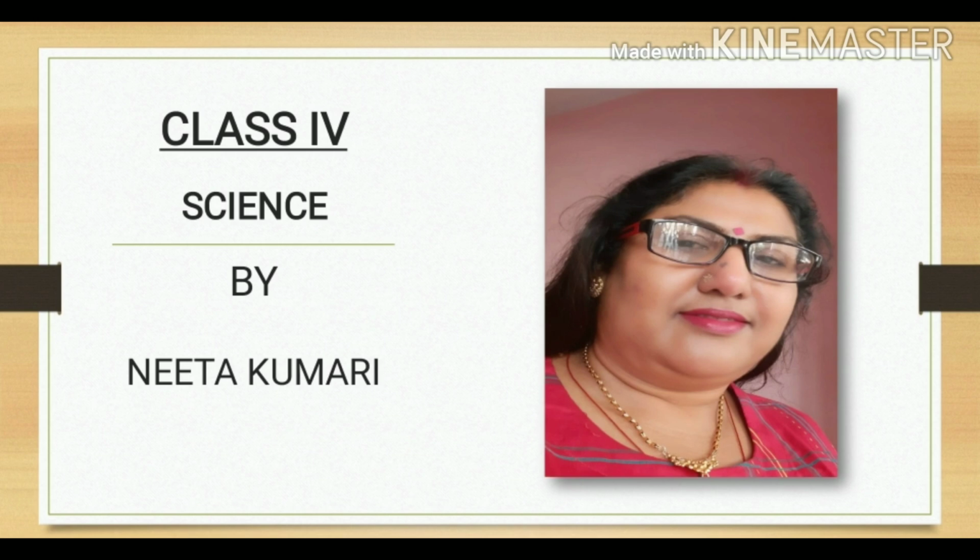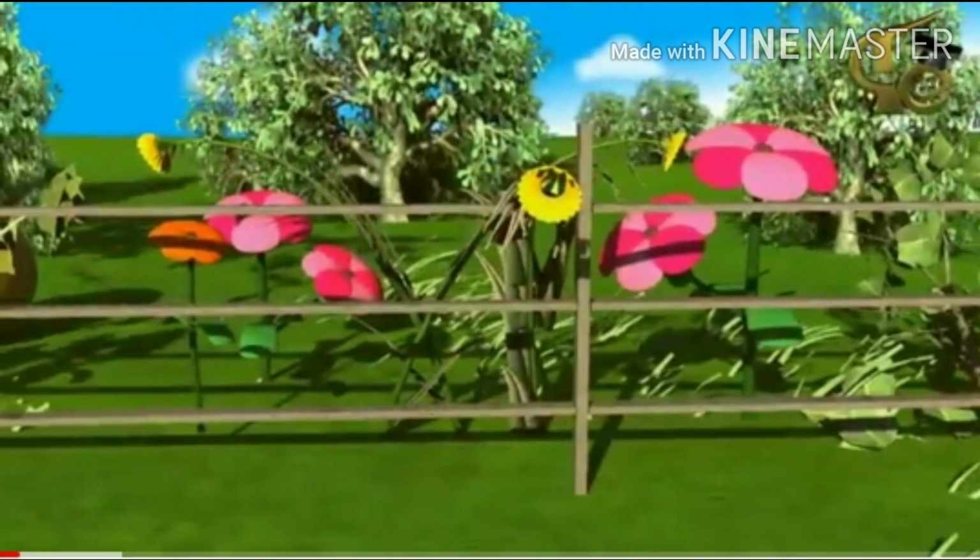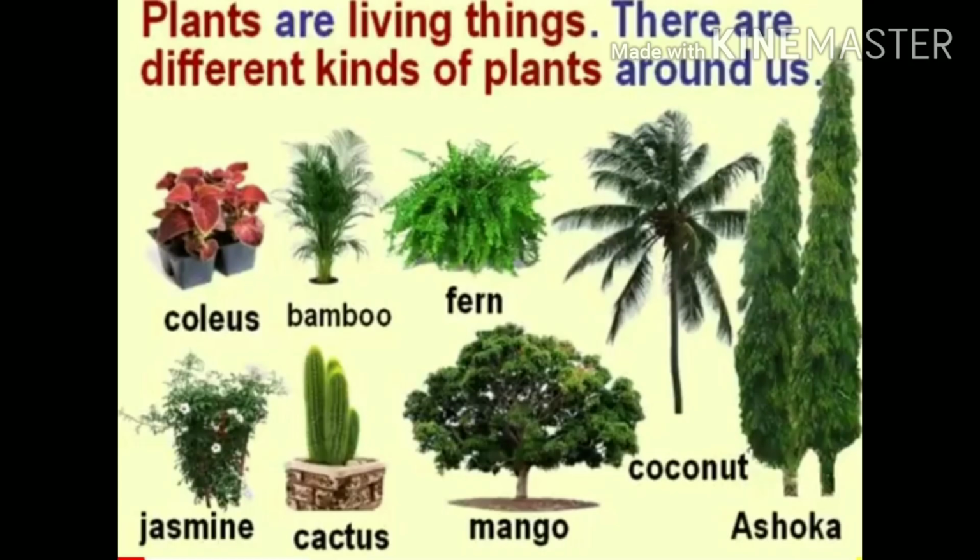We have studied up to chapter 3, that is flowers and fruits. Today I am going to start chapter 4, that is plants around us. Students, we see plants growing at different places such as plains, deserts, hills and even in water. Plants growing at different places are different in appearance and structure. Let us find out how plants found at different places differ from one another.